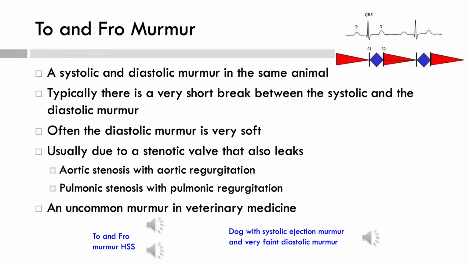The first one I'm going to listen to is a to and fro murmur from the heart sound simulator. And the second one we're going to listen to is from a dog that has a systolic ejection quality murmur and a very faint diastolic murmur.